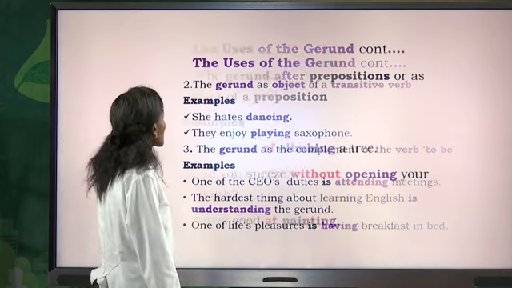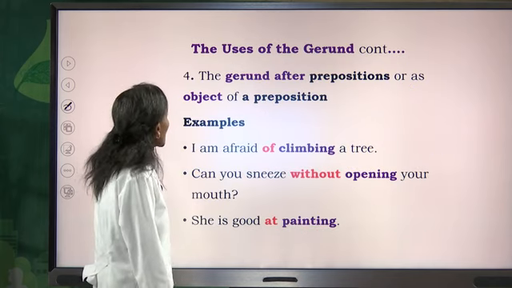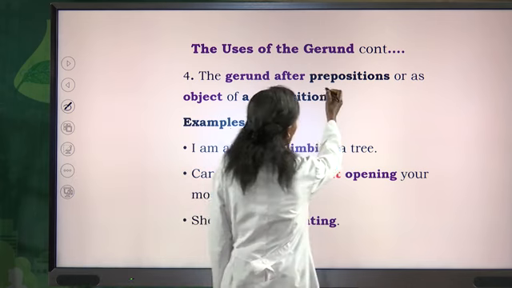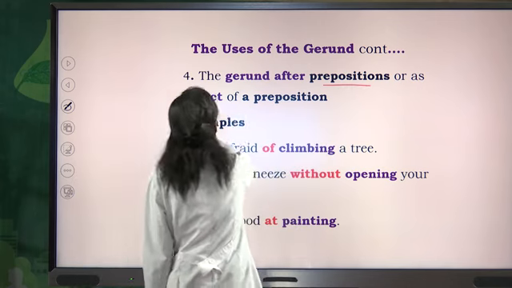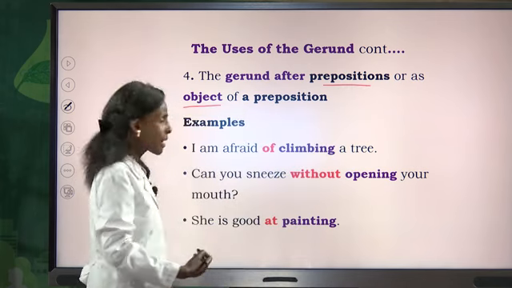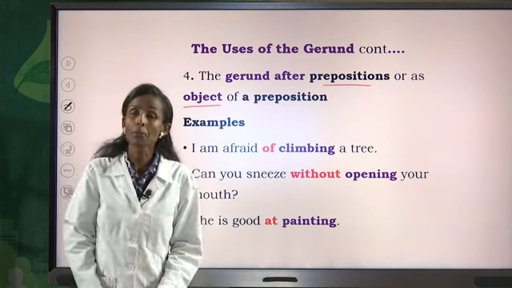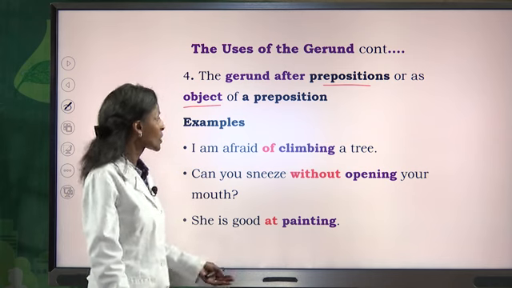Let's move on, discussing the fourth use, okay? The gerund after prepositions, or as object of a preposition. So the other use or function of a gerund is that it can be used as object of a preposition. How is it used in a sentence?